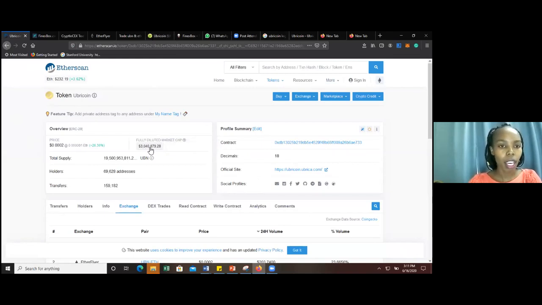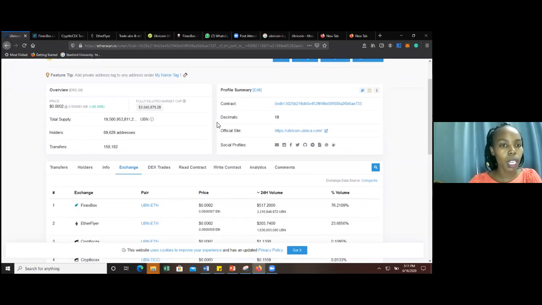The other thing here you can see is the fully diluted market cap. This is a result of the price and the total supply of Ubricoin. So they multiply the total supply with the current price, and then you get the fully diluted market cap. Then we have the holders. The holders are the number of people, or rather addresses, that have Ubricoins.